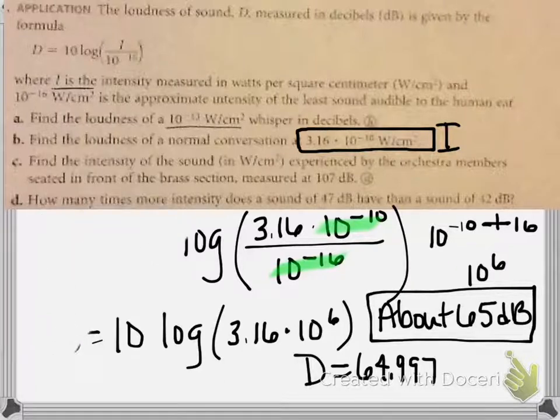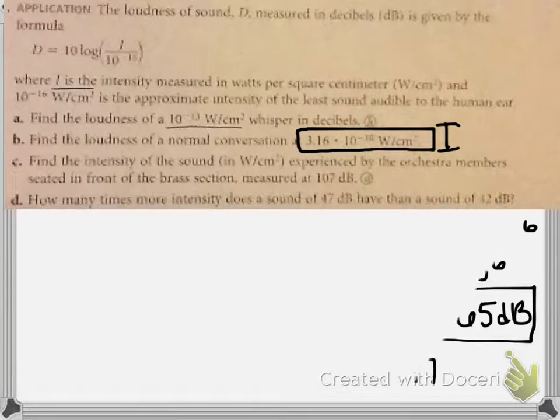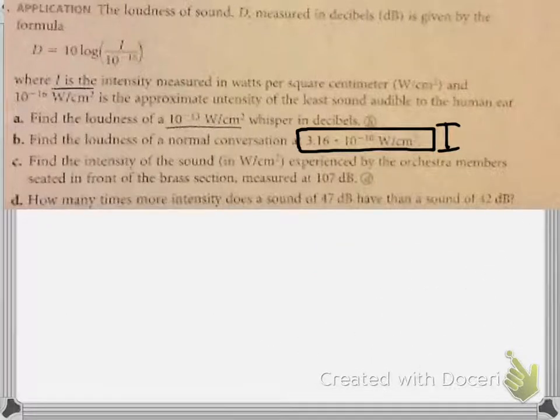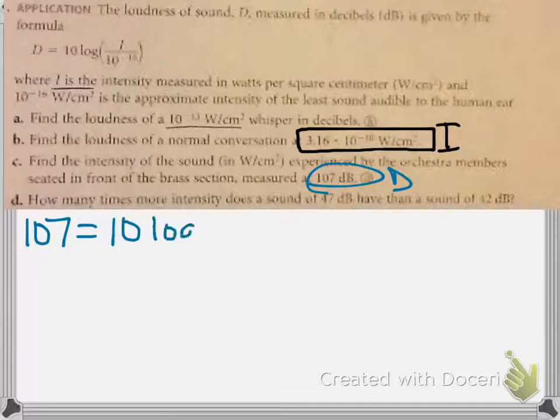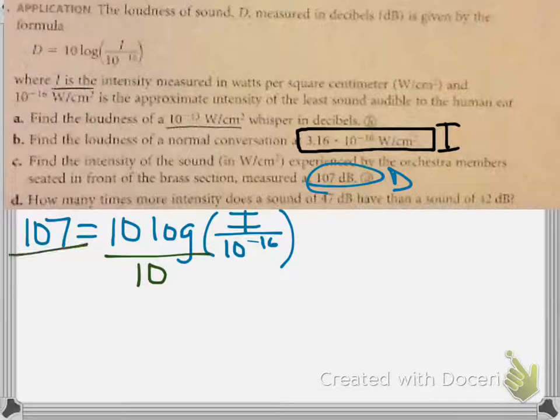Okay. For C, they now want us to find the intensity of the sound that's experienced by an orchestra member seated in the front of the brass section if the sound is 107 decibels. So now they're telling us what D is. And this is where it gets just a little bit more tricky. So I know D is 107, and this equals 10 times the log of I over 10 to the negative 16. So solving our equation here, we would start out by dividing both sides by 10.